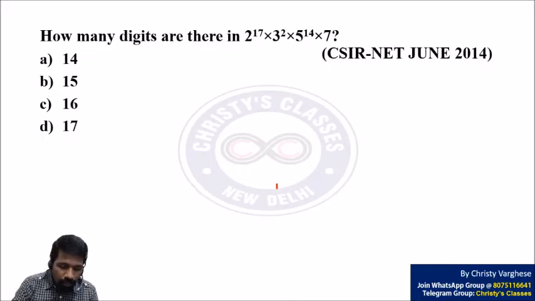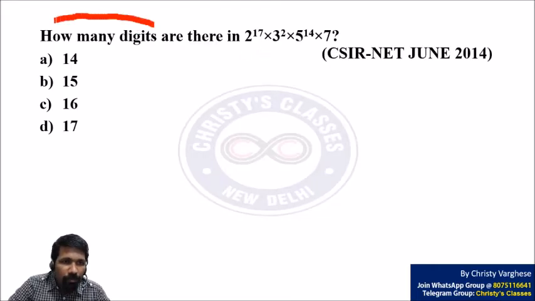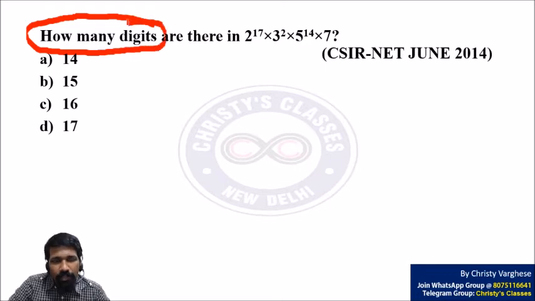June 2014 NET exam problem this is. Okay, so I think I will start explanation. Here it is more simple because the question is not asking sum of digits. Question is asking number of digits. How many number of digits are there? So you just have to find the number and count the number of digits. That is even easier, na?